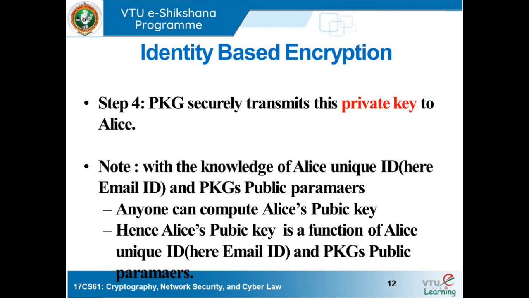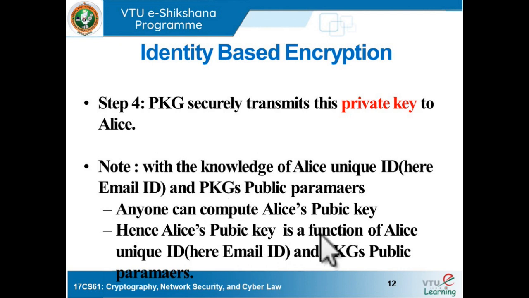Now after receiving the private key, Alice is able to perform various services that are required, either confidentiality or whatever. Now how does the other party get to know Alice's public key? In order for the other party to know Alice's public key, they just need Alice's unique ID and the PKG's public parameters, that is, the private key generator's public parameters. These two are made public, or they are publicly available. Using the knowledge of these two, anybody can compute Alice's public key.